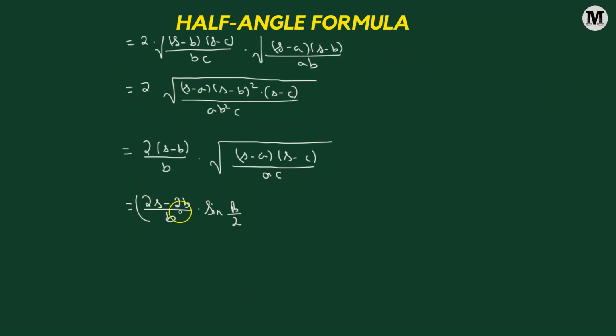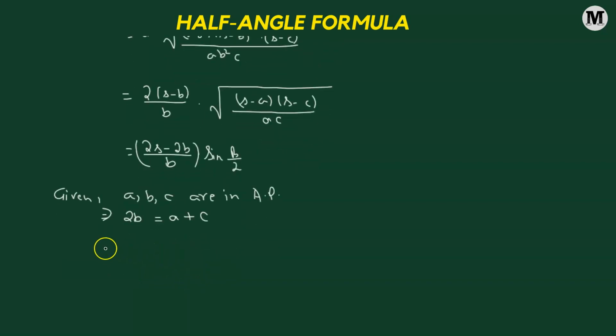Okay, now it's not quite the right hand side yet. On the right hand side, we need to have only sine B over 2. That means 2S minus 2B over B must be 1. So let's try to work with that. It's given in the problem that A, B, and C, these 3 terms, are in arithmetic progression. Now, if they are in arithmetic progression, that means 2 times the middle term must equal the sum of the first and the third term.